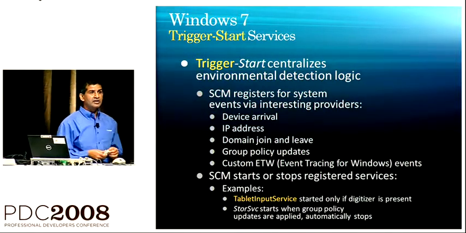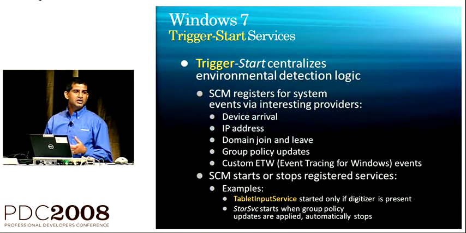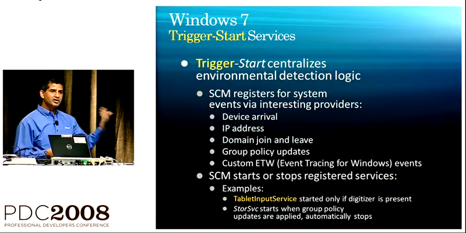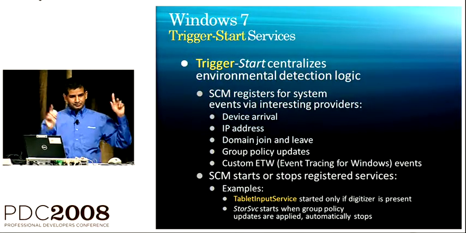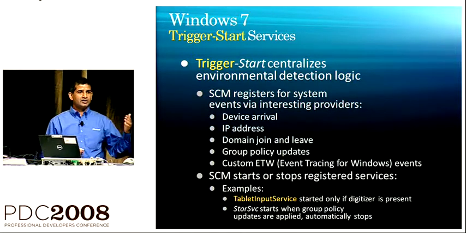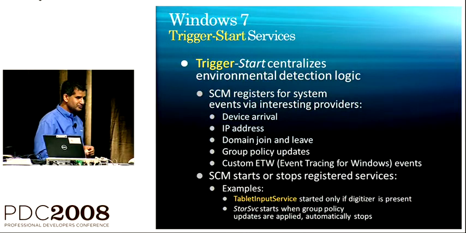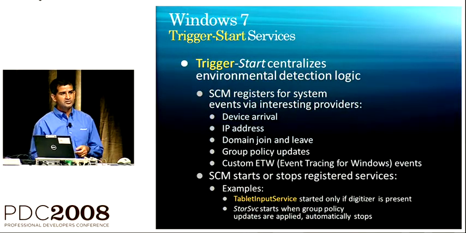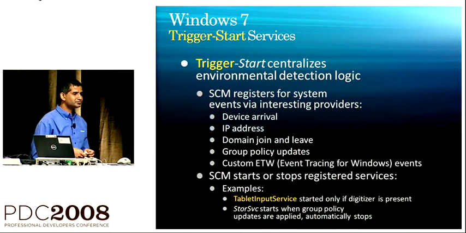Other cases are where enterprises have certain services which depend on enterprise scenarios. These services can be triggered when the machine is joined to a domain, and the service can also be stopped when the machine is unjoined from the domain. We have certain Windows services that are utilizing some of these triggers. I have examples later on.